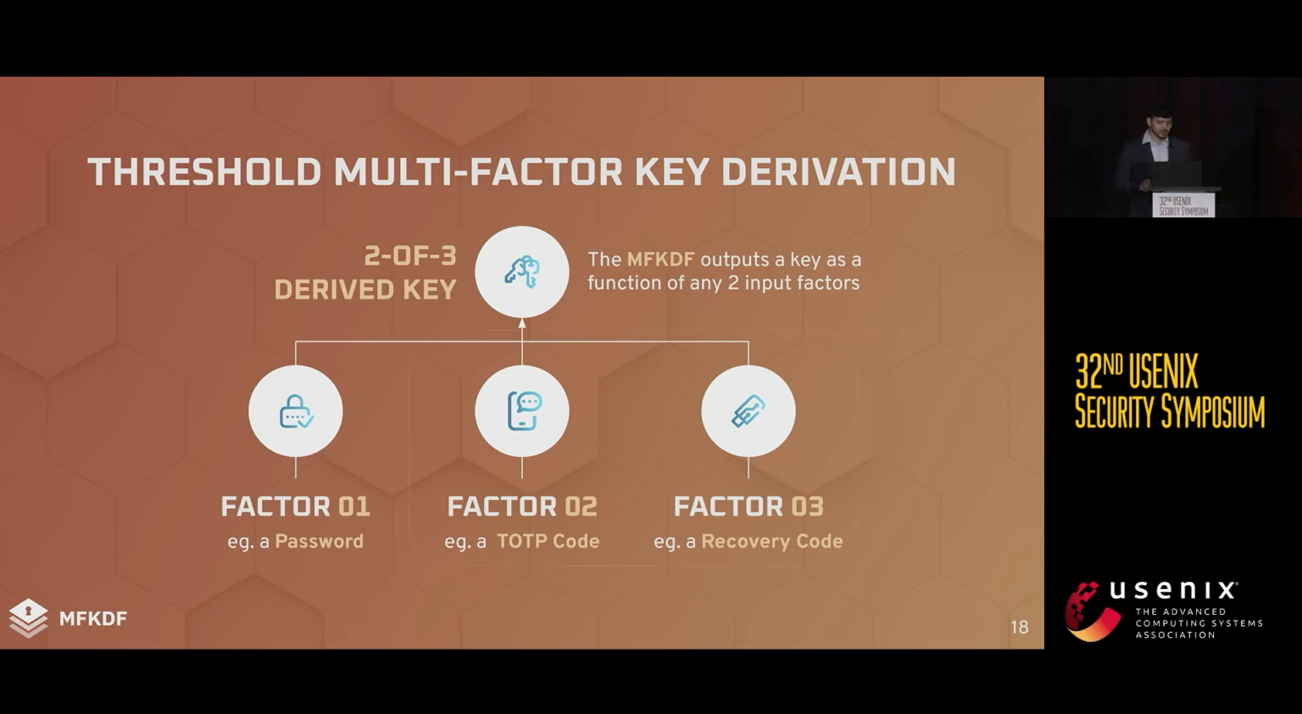where let's say the user forgets their password. Now they can use the other 2 factors and still derive the same key. Or if they forget the TOTP code, same deal. So you can use any 2 of 3 to derive the key. This now creates a secure client-side recovery mechanism based on some threshold of the factors that doesn't introduce any central point of failure.